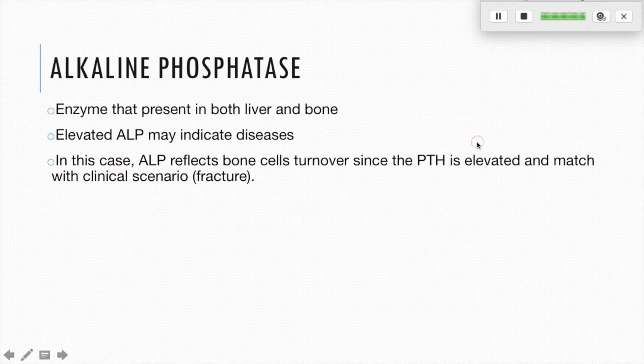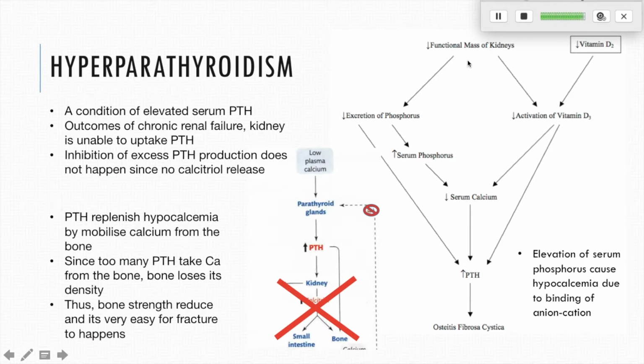Another diagram is shown here: when there is chronic renal failure, it will increase the PTH. But even though the PTH is increased, why is the serum calcium still low? It's basically due to the reduced excretion of phosphorus, because the normal function of the kidney is to excrete phosphorus. As the functional mass of the kidney drops due to the damage of chronic renal failure, it will deplete the excretion of phosphorus as well.